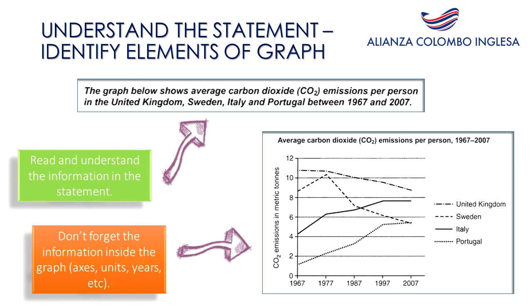But let's not forget about the graph itself. In here, there is information that often is not shown in the statement. For instance, if we look at the y-axis, it says that the CO2 emissions are measured in metric tons. That means that every time we mention the changes in quantities of these emissions, we should say that they are in metric tons. This is always very important.